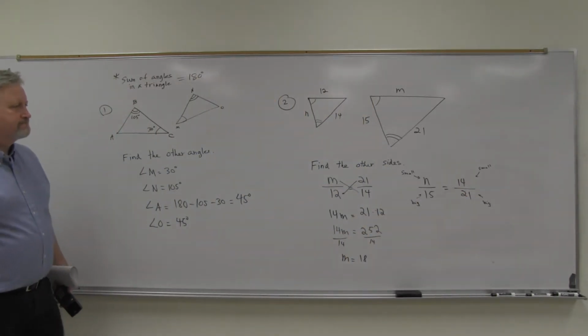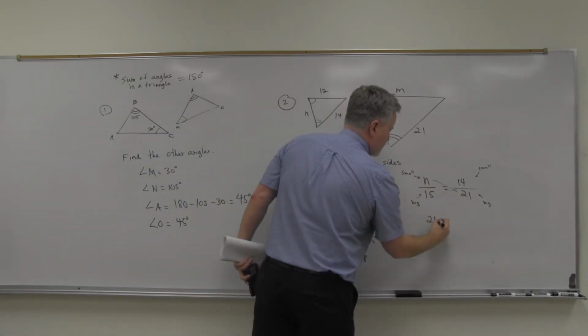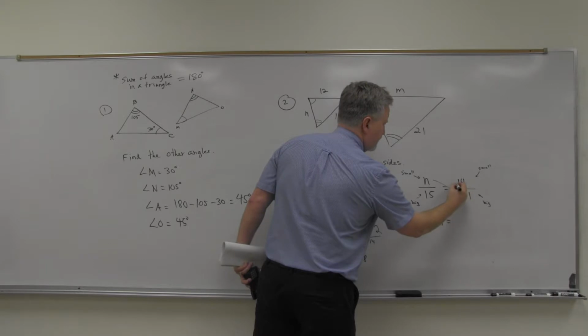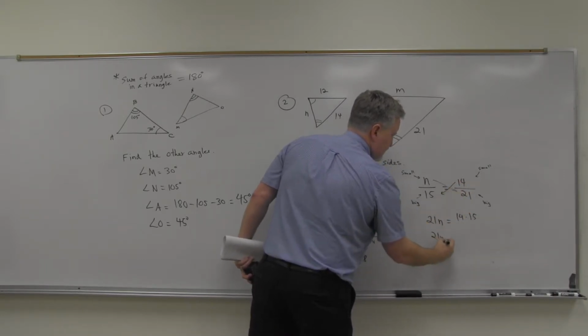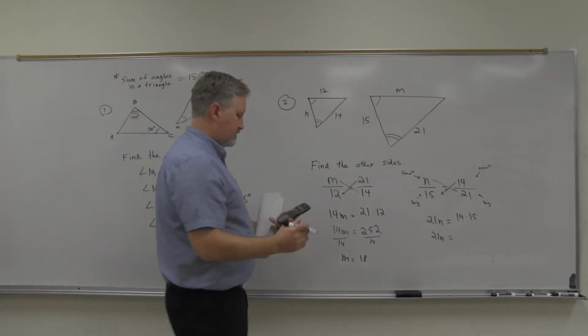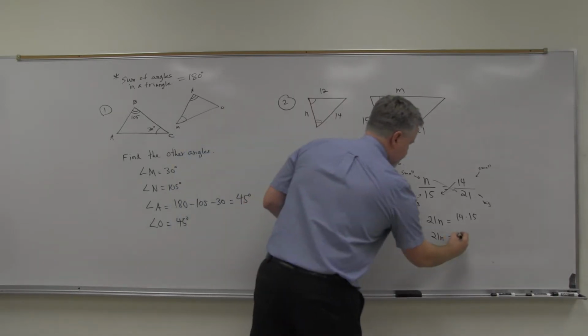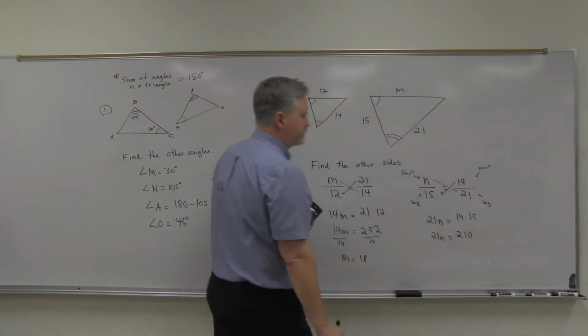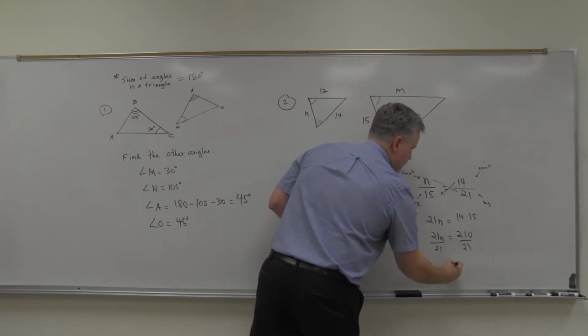Same thing. 21N, cross multiply, and then 14 times 15. So we got 21N equals 14 times 15, 210. Oh, that's going to be nice, isn't it? Divide by 21 then, okay. It's 10.